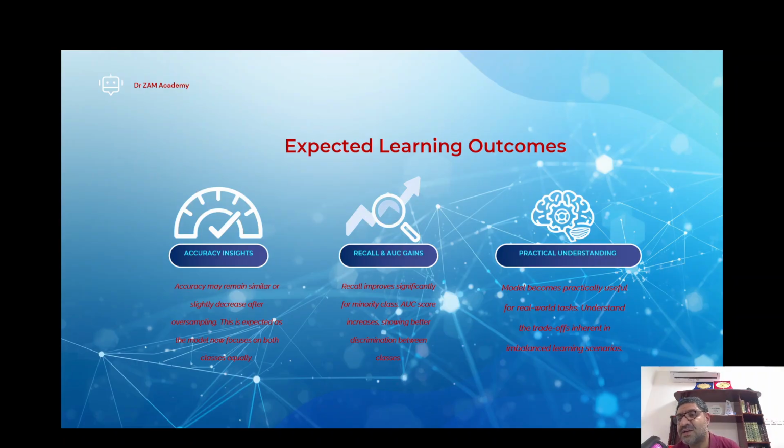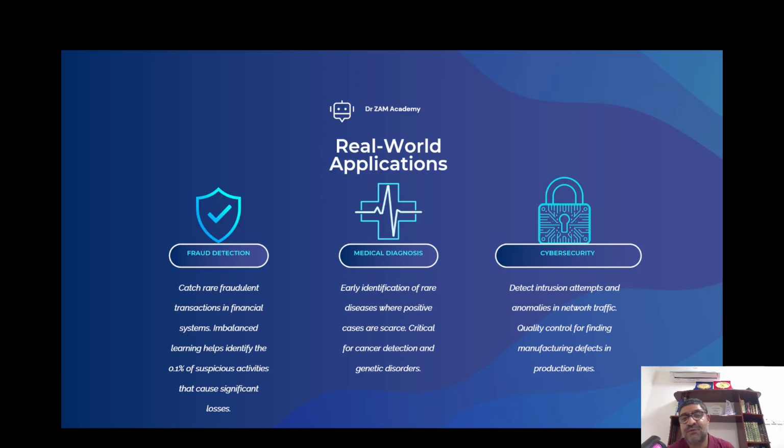In case of fraud detection, 95% of the transactions are actually normal, so 5% are fraud. But if the model is putting all of them as normal, it will still get 95% accuracy. So in that case, the model becomes practically useful for real world tasks, understanding the trade-offs inherent to imbalanced learning scenarios. So definitely it becomes fit for the scenarios which we had discussed earlier.